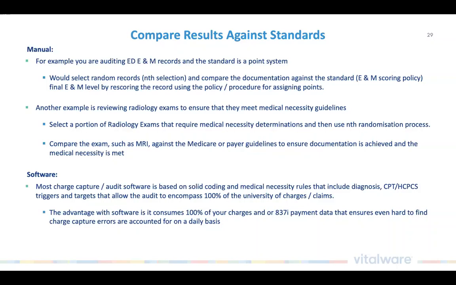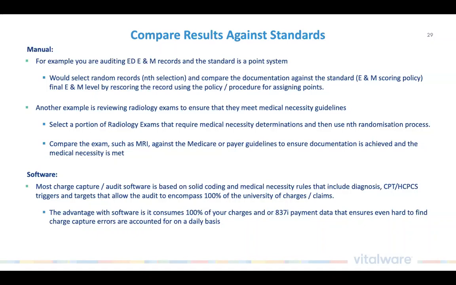Another example is radiology exams to meet medical necessity. Select a portion of exams that you know require medical necessity and randomize them to see if you got it. You know, FDG is one of them. You may have, you know, certain mammography may be one because there's a frequency. Randomize it. Compare, like MRI, against Medicare or payer guidelines to ensure documentation is achieved.